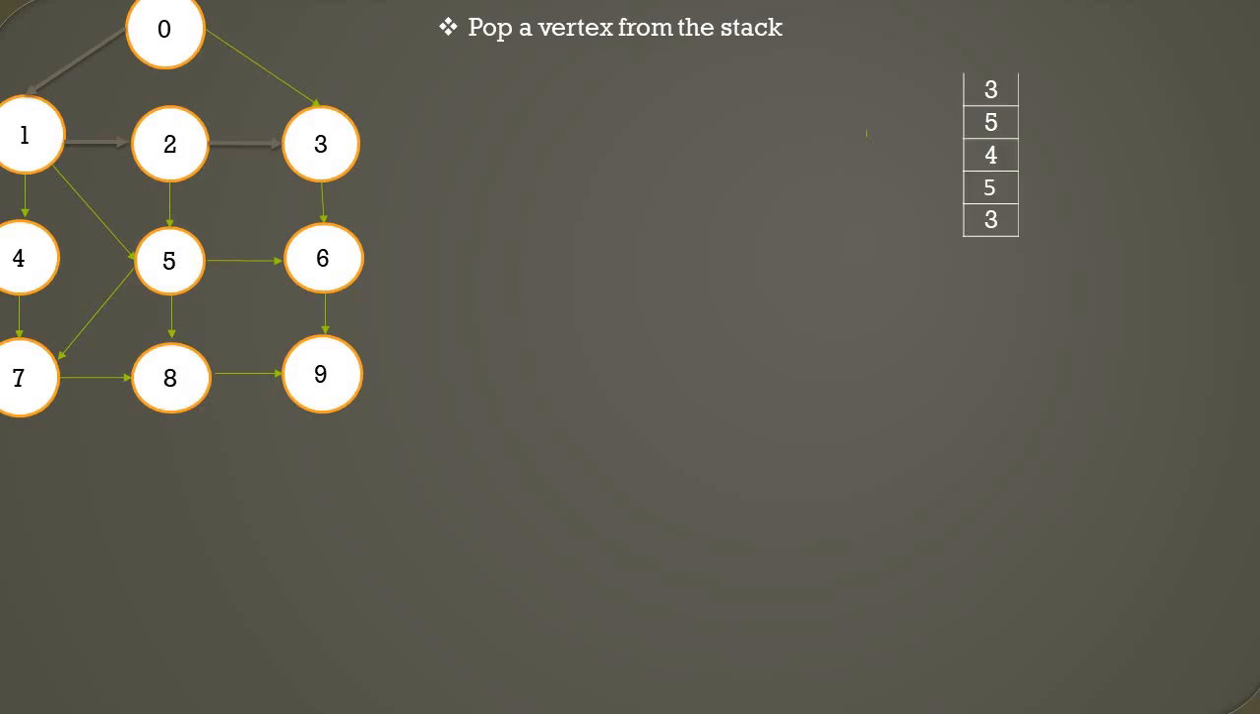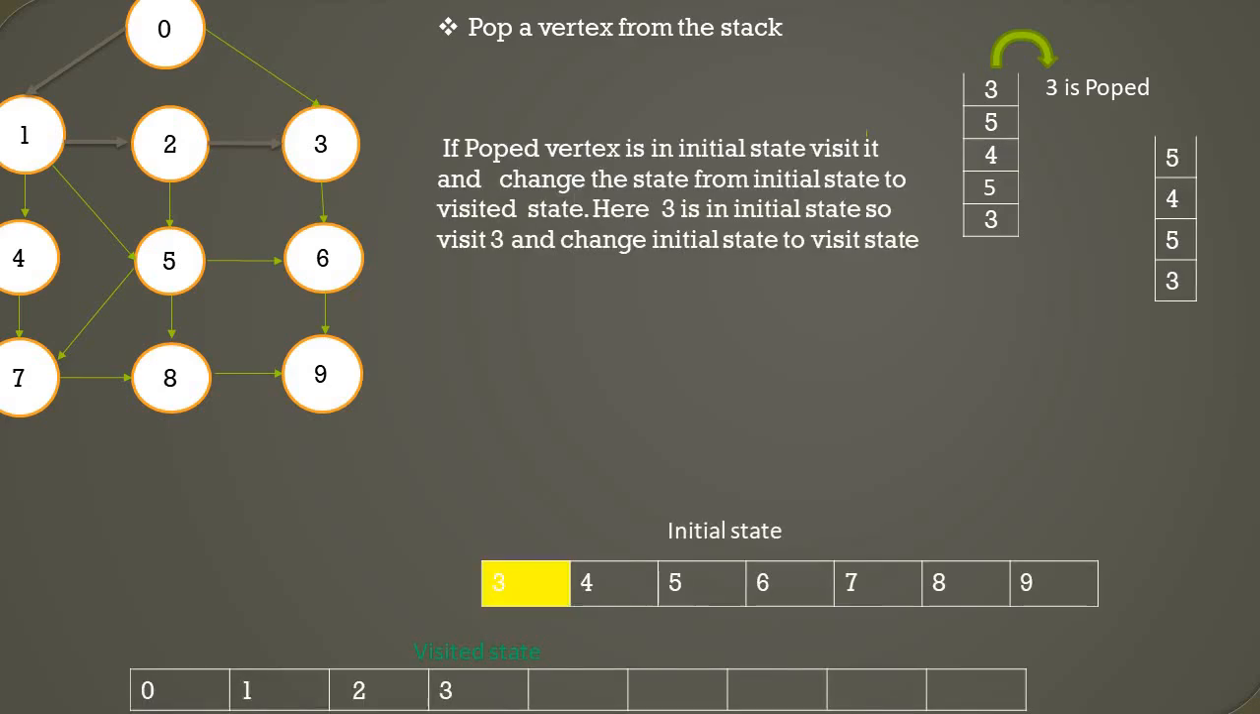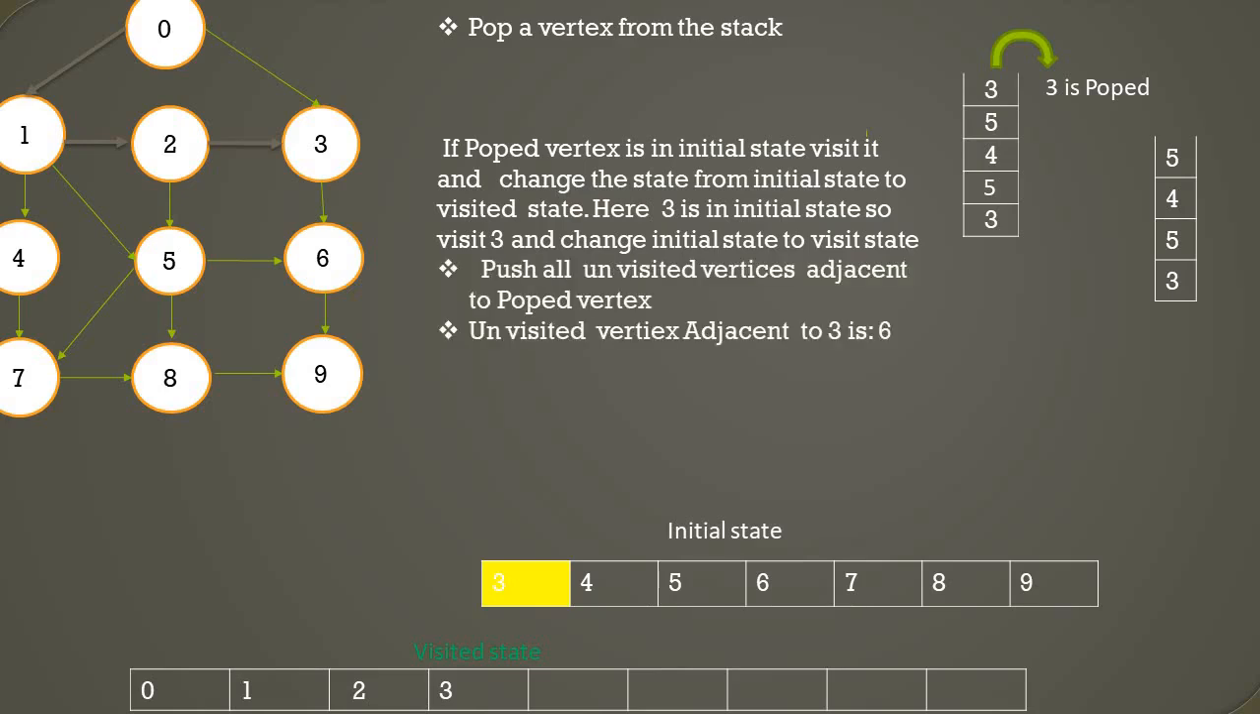Pop a vertex from the stack 3, 5, 4, 5, 3. 3 is popped. Remaining 3, 5, 4, 5. If the popped vertex is in the initial state, change the state from initial state to visited state. Here 3 is in the initial state, so visit 3 and change the initial state to the visited state. The unvisited vertex adjacent to 3 is 6.